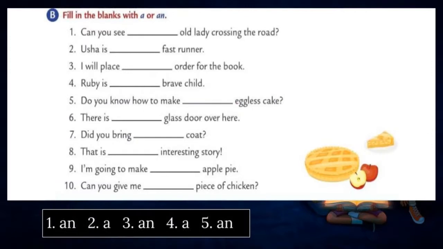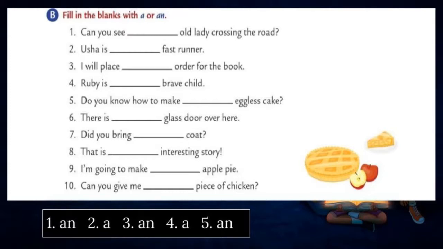Let's move to the second exercise, that is, fill in the blanks with a or an. Okay, let's see the first one. Can you see dash old lady crossing the road? So old is an adjective, and what is the first letter? O. And we know very well that O is a vowel. Okay, so we should write an. Can you see an old lady crossing the road?